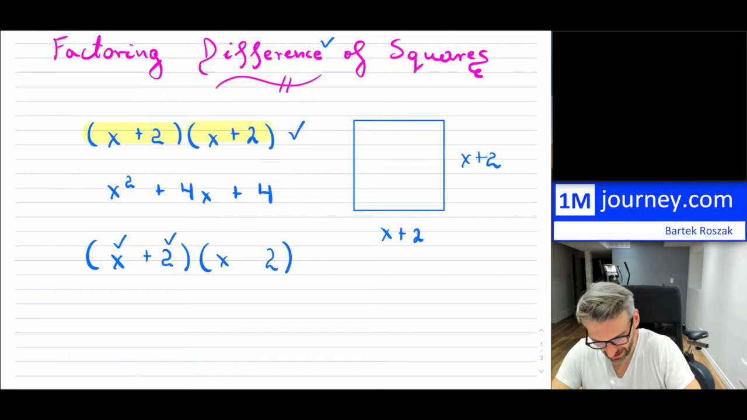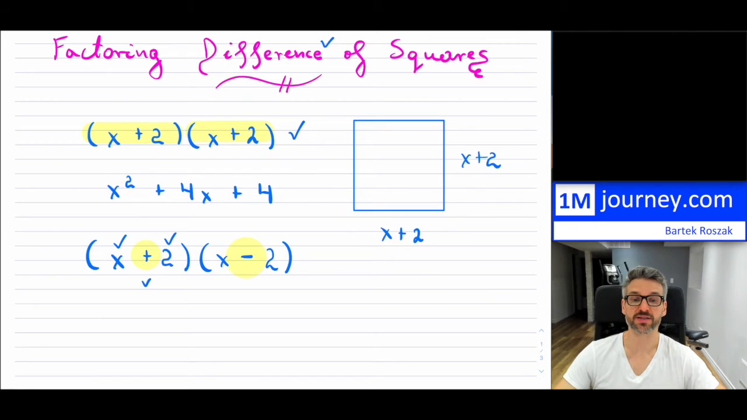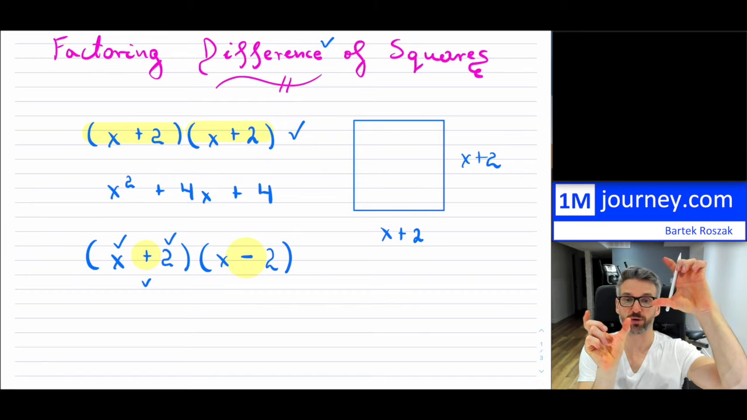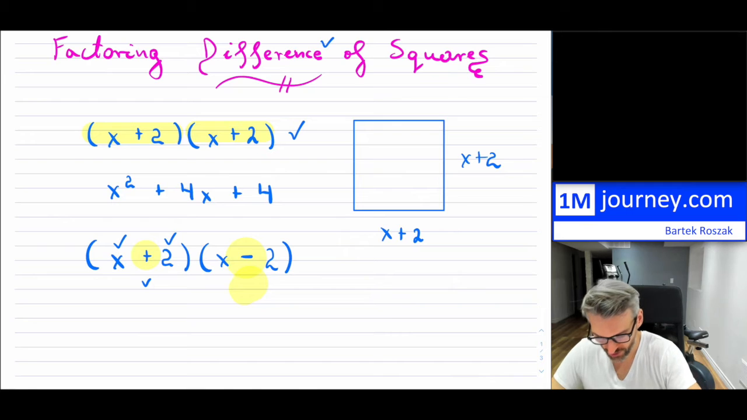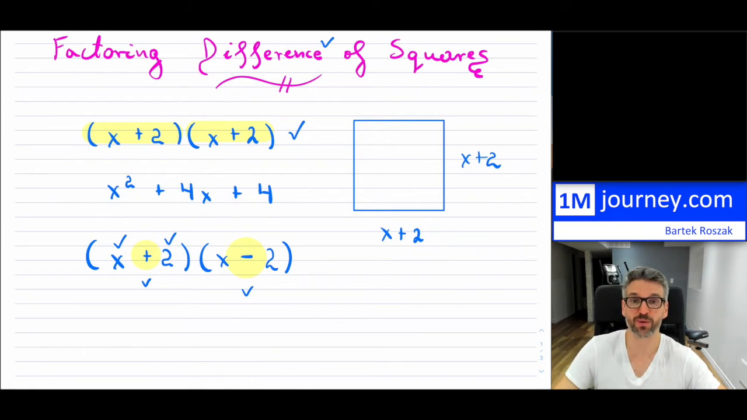But the sign is now going to change, and that is the difference, and that's why we call it a difference of squares, because one is positive and the other one is negative, which means it's no longer a perfect square. Now we call this a difference of squares. This is probably the easiest one that most people try to remember when they're factoring. At least that was the case for me.